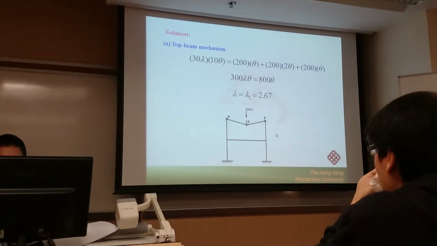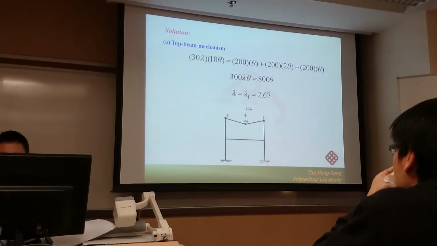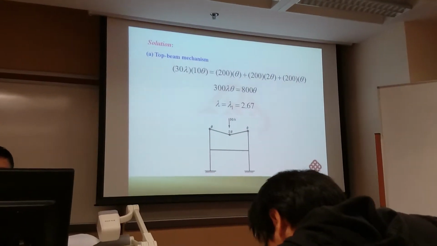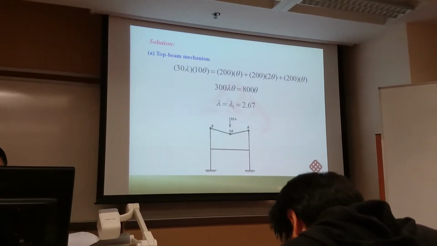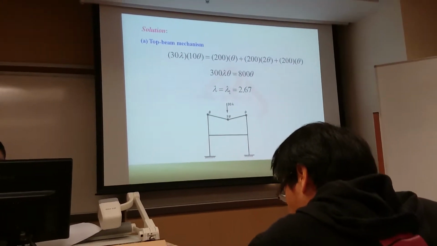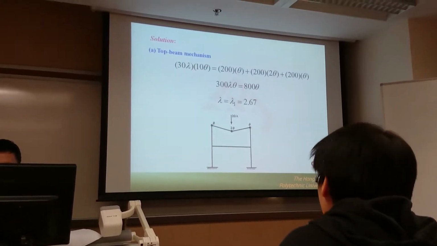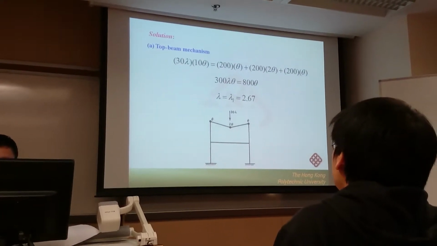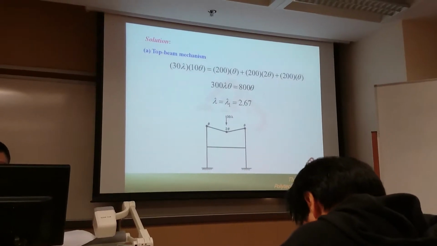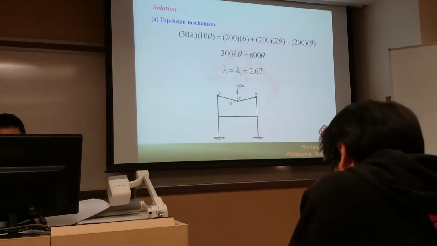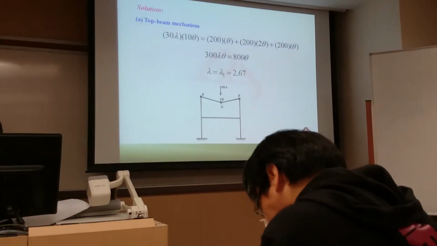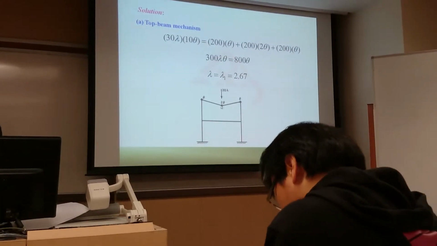This is a beam mechanism, but just for the top story. We have 2 stories. So for the top story, we have a collapse. In this case, for the internal plastic hinge, you have to take the plastic moment equal to the plastic moment for the top beam.